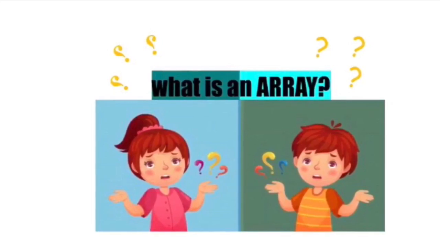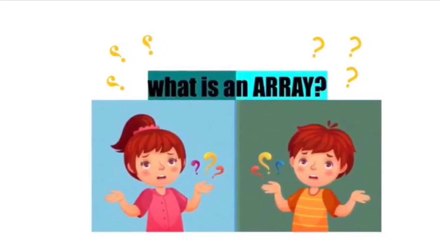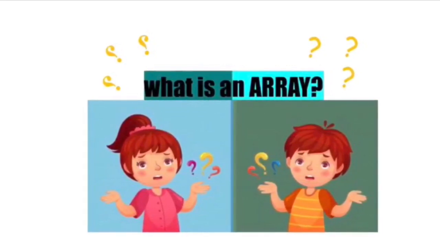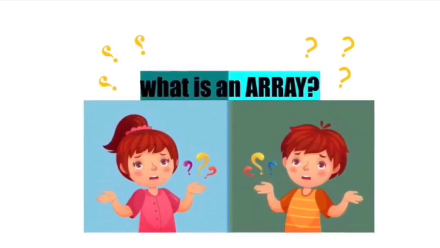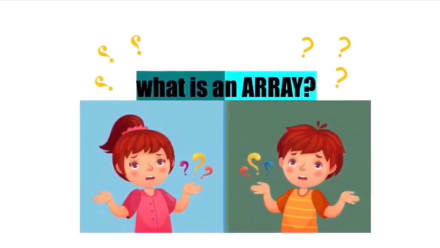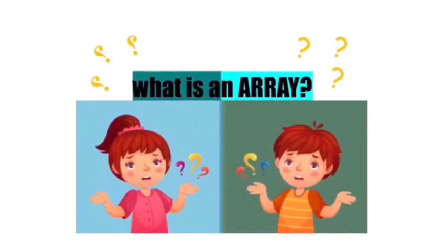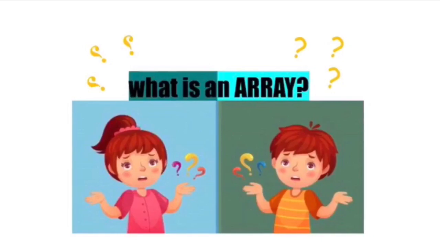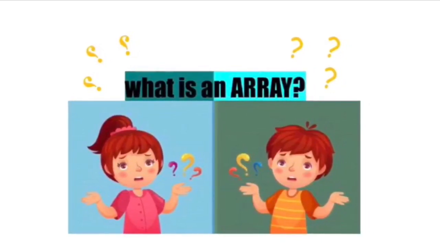What is an array? If we want to simplify the term, it's basically a lot like a variable, but instead of just storing one value, like 1 or 3 or 6 or 20, it can store 1, 3, 6, 20 together, multiple values. So it's basically a variable, but with multiple values.